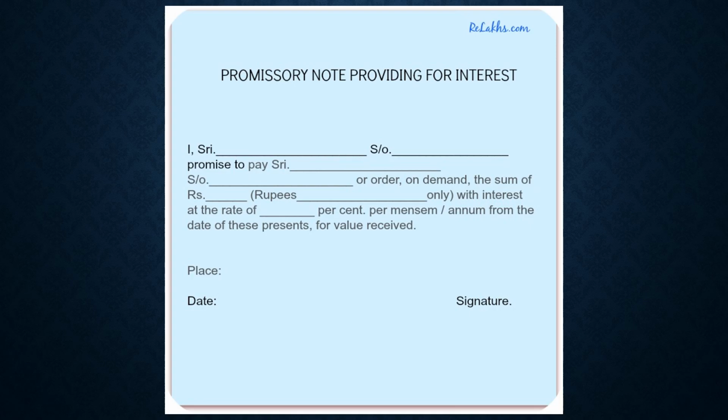This is an example of promissory note. You can see here it is clearly mentioned, I so and so promise to pay Mr. so and so or order on demand the sum of dash. The amount is clearly mentioned in Indian rupees, and also the interest amount. Everything is clearly mentioned as per the features we discussed earlier. The name of the maker, the name of the receiver, the sum amount, everything is clearly mentioned. Signature of the maker is here. Here the stamp should also be affixed.